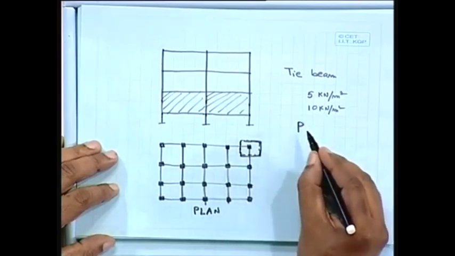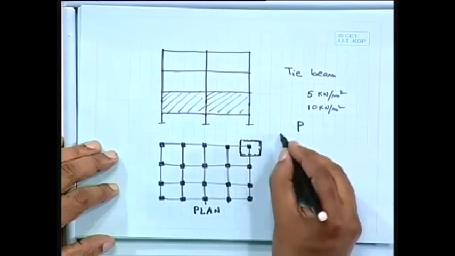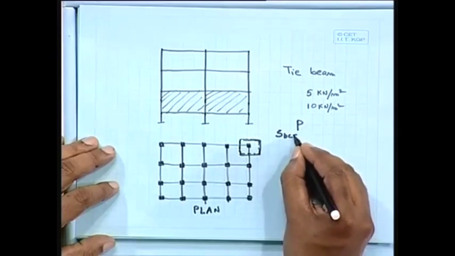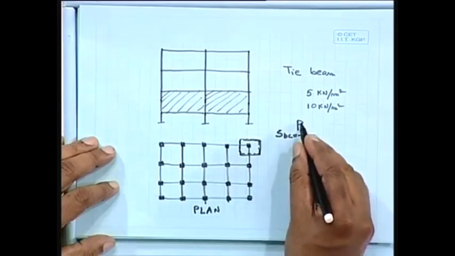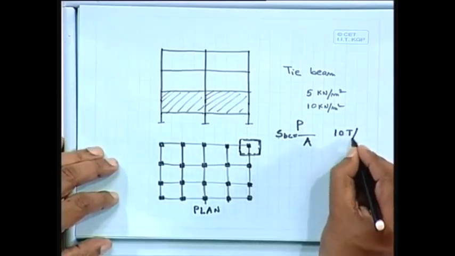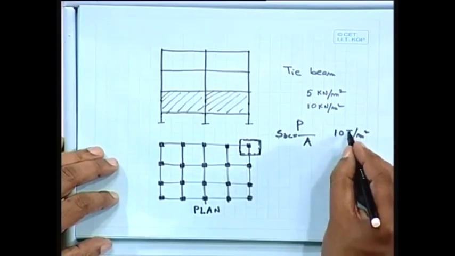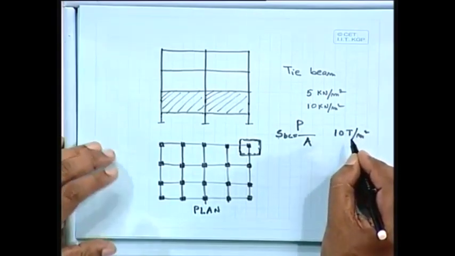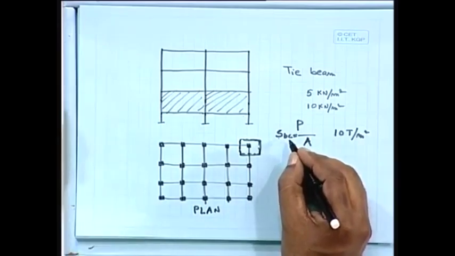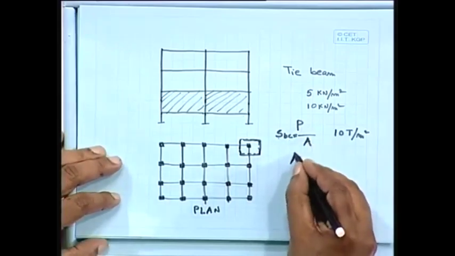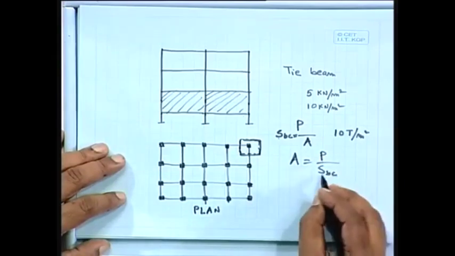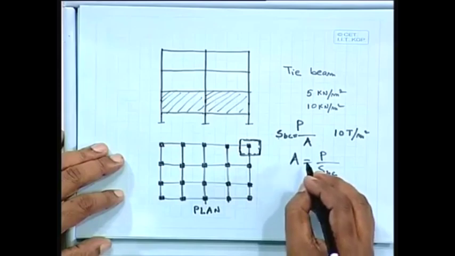If P is the load and we consider a bearing capacity, say SBC, soil bearing capacity, then I can find P by A, where A is the footing area. So if I know, say, 10 ton per square meter is the bearing capacity of soil, depending on that we can find the safe bearing capacity of soil. If we know it, then I can find the area of the footing, which will be equal to P divided by the safe bearing capacity of soil.